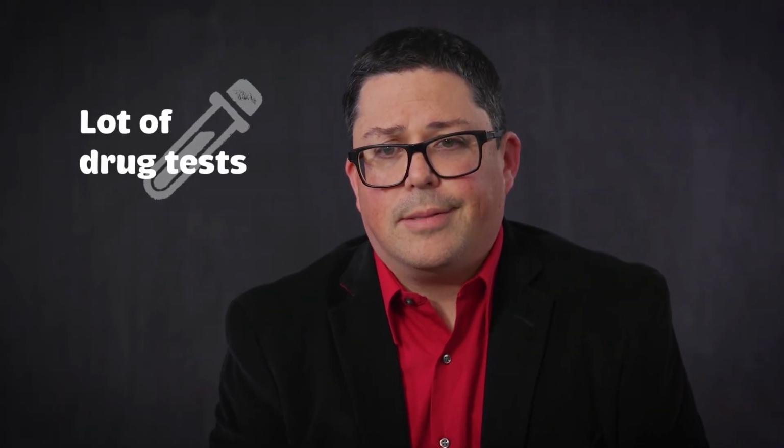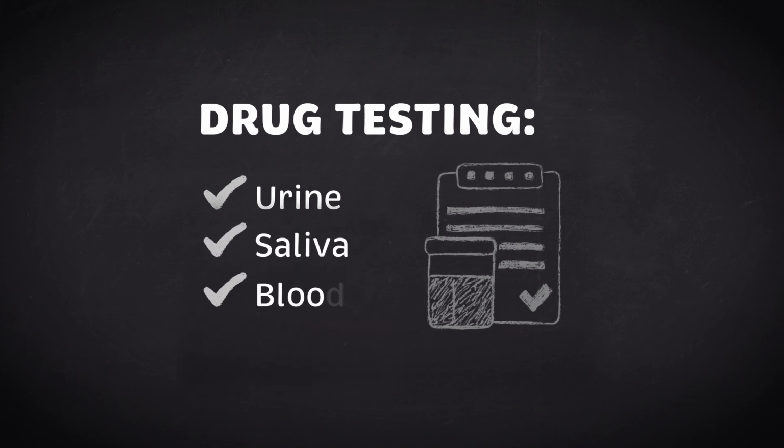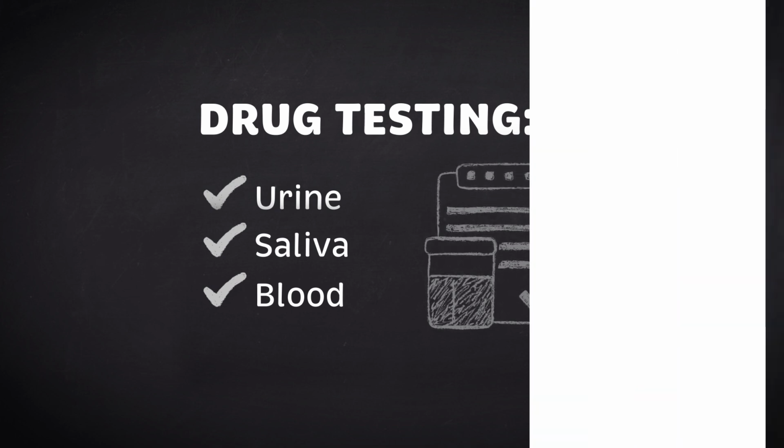In opioid treatment programs, we do a lot of drug tests. Most OTPs use urine drug testing, but in certain situations, like when a patient has end-stage kidney disease and stops making urine, and is on dialysis, we may use saliva or blood tests. We correlate the results with the patient in front of us. We rely on the results to help us make clinical decisions on dosing, levels of care, and take-home stability.